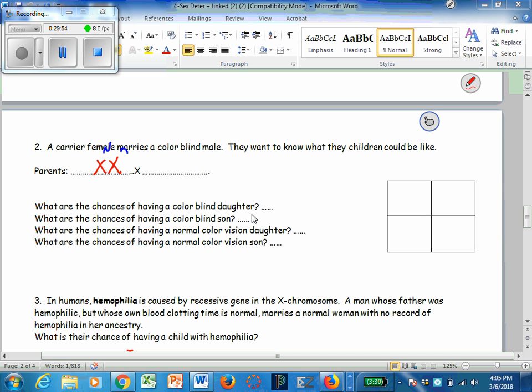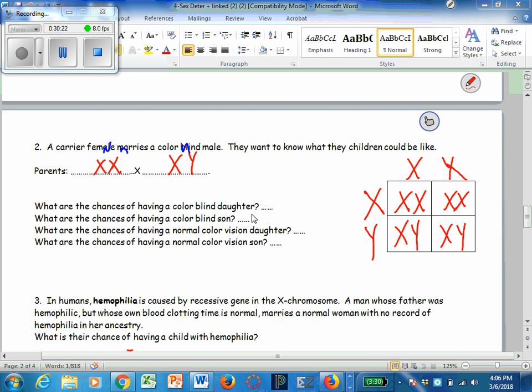Marries a colorblind male. There's my male. Let's make him colorblind. So I go over to my Punnett square. Doesn't matter who goes on top and on the side down. There's my Punnett square. Got everything.